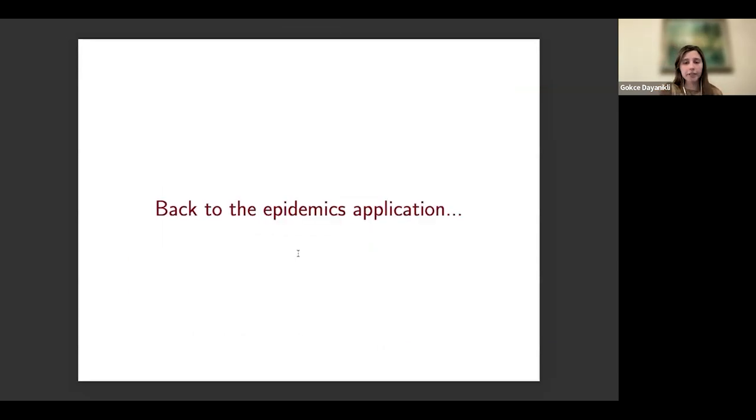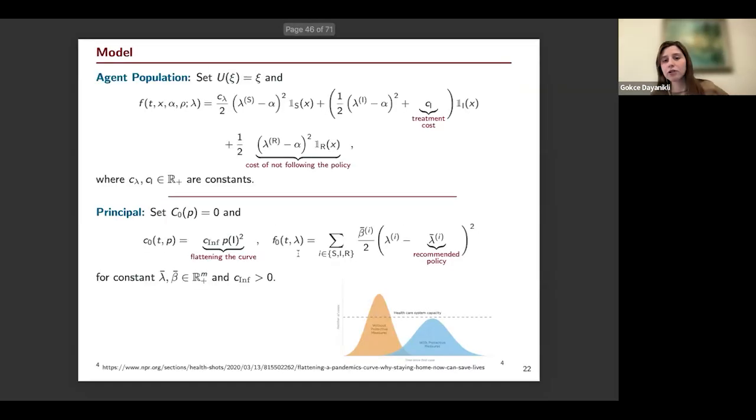So let's go back to the epidemics application after this short detour. Let's look at one example. So in this example, for the running cost of the agents, what we have is that the principal sets some policies, lambda S, lambda I, and lambda R. Of course, they are time dependent. And our agent wants to be close to these levels. As you see, they are choosing alpha to minimize the distance between lambda S and alpha, which is their control, lambda I and alpha, lambda R and alpha. For the infected people, we also have the treatment cost because not everyone has a very good healthcare, and in the United States, healthcare is very, very expensive.